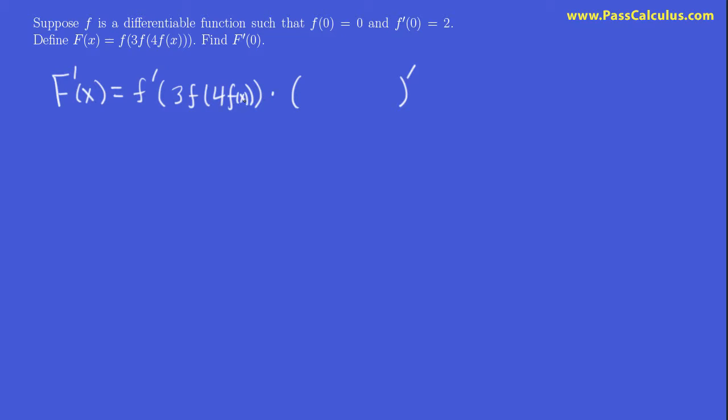And do I have enough brackets there? Yes, I do. So there we go. This part is done. This part still needs to be worked on. So let's take that derivative on the next step. I'll just recopy this.